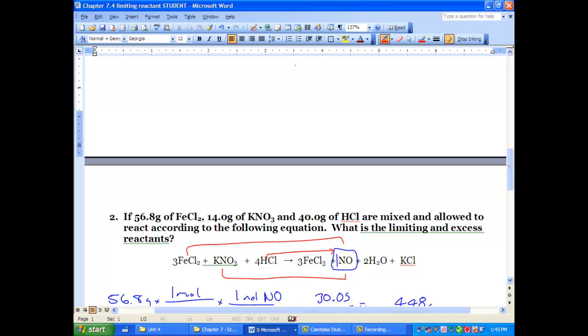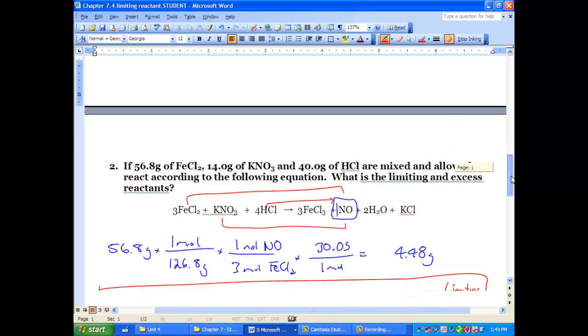But what you have to do is a mass to mass, or grams to grams, question for every single reactant, that's all three of them, to that one product. You have to figure out how much FeCl2 will make NO, how much CaNO3 will make NO, and how much HCl will make NO. Not how much HCl, just the amount of HCl we have, how much NO will be made. And you have to compare those masses.